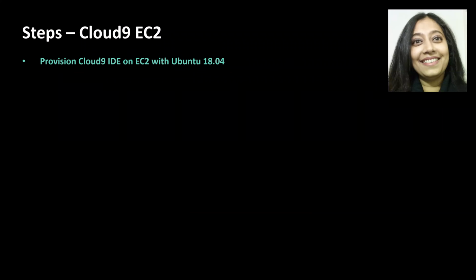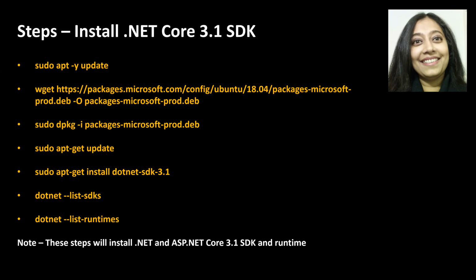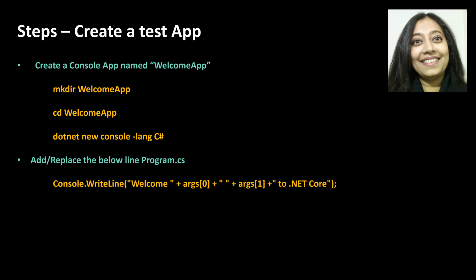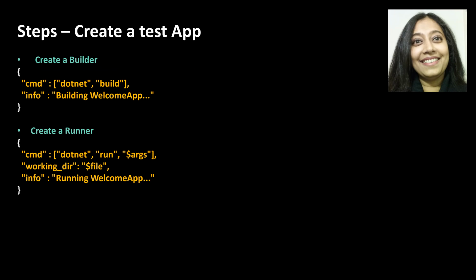Steps for our tutorial today. First, we will provision our Cloud9 IDE on an EC2 instance with Ubuntu 18.04 installed on it. After that, we will install .NET Core 3.1 SDK. After our SDK has been installed successfully, we will create a test app. This is going to be a console app. And after our app has been created, we will build and run it to ensure that our .NET SDK has been successfully installed.